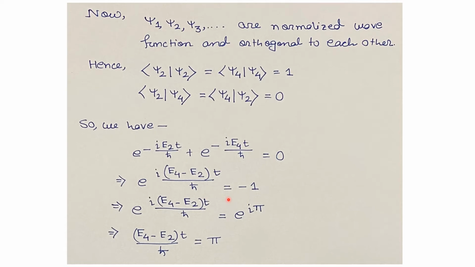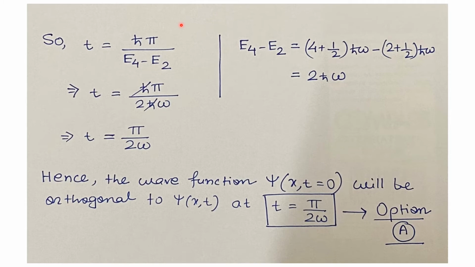Now from complex number theory, we know e to the power i pi is basically minus 1. So we'll write this minus 1 as e to the power i pi. Now comparing the exponent part, we can write (E4 minus E2) times t by h cut equals pi. From the last equation, we can write the time t equals h cut pi divided by E4 minus E2, where E4 is the energy of the harmonic oscillator at the n equals 4 state and E2 is the energy at the n equals 2 state.